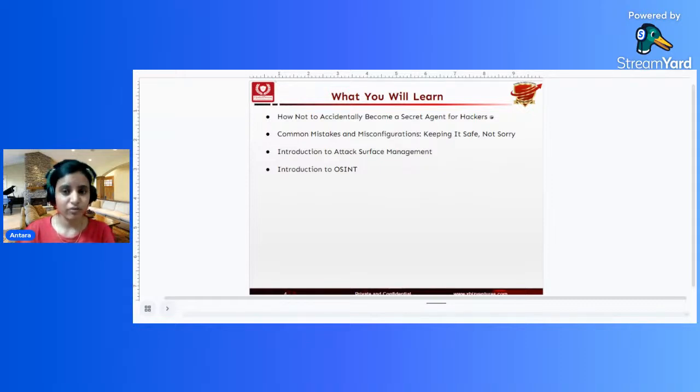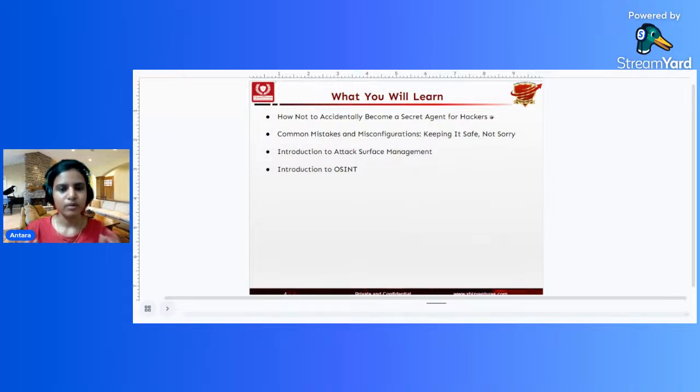So in this session, what we are mainly going to focus on is how to not accidentally become a secret agent for hackers. I'm going to explain this line pretty well in the upcoming slides. What are the common mistakes and misconfigurations one makes, just to keep it safe and not sorry, because once the attack has been performed, and once an attacker is able to extract the information that the attack was intended to, the word sorry doesn't really help further, right? So it's just about keeping safe.